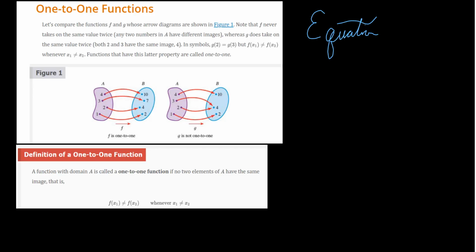But anyways, we have our equation, okay, and a subset of the equation is the function.